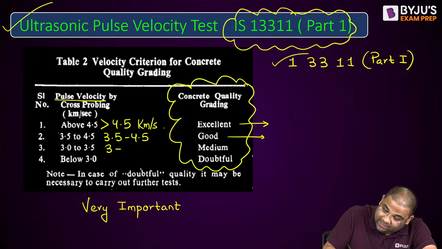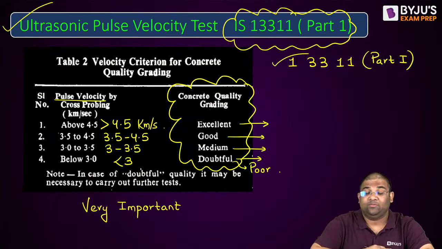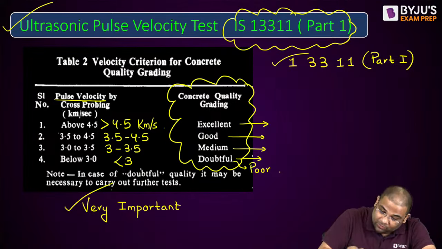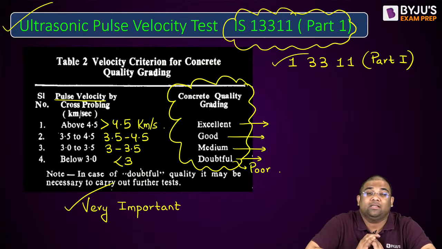If it is between 3 to 3.5, medium. And less than 3, it is doubtful or poor. Some books also write poor. So this classification is very important. They might ask questions from this. Based on the pulse velocity, the concrete grading is done. They can even ask a question that in the ultrasonic pulse velocity test, the gradation of concrete is based on what? It is based on the pulse velocity.